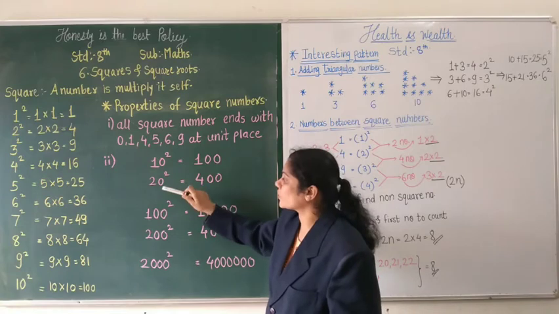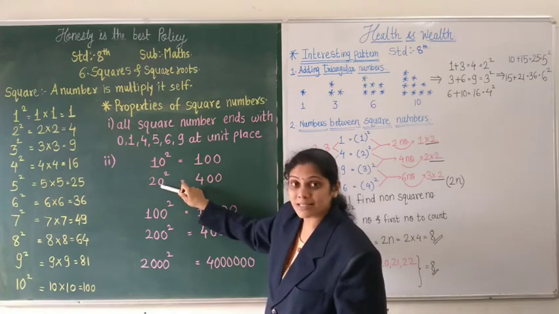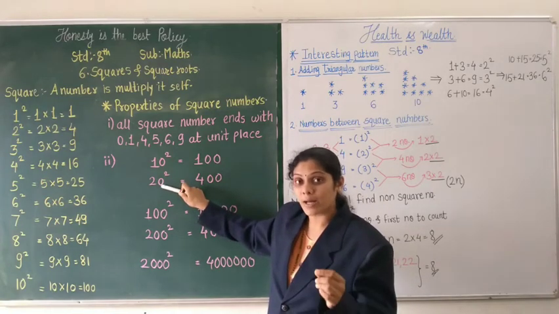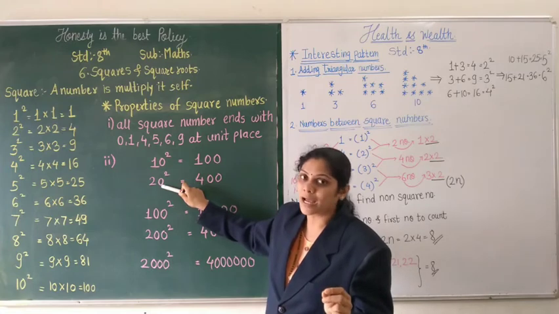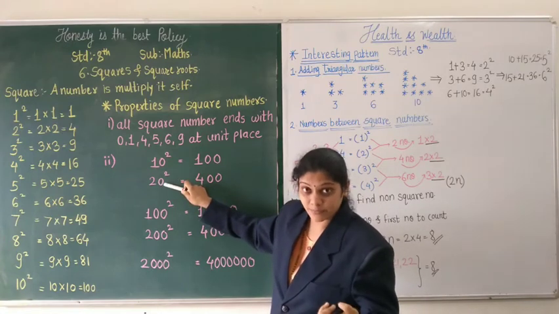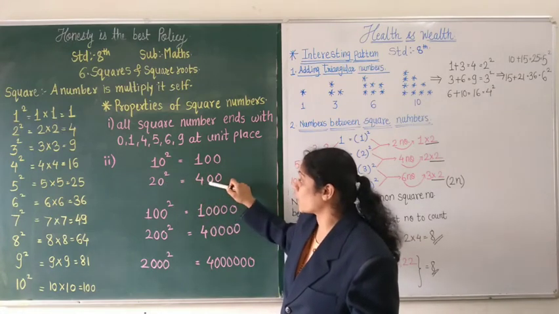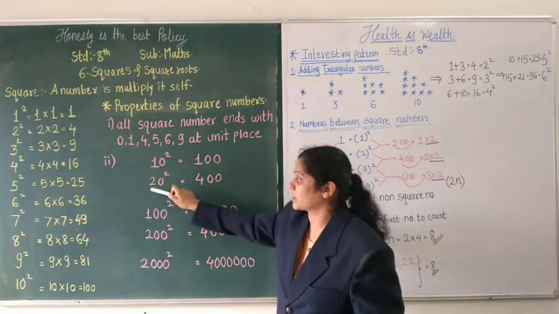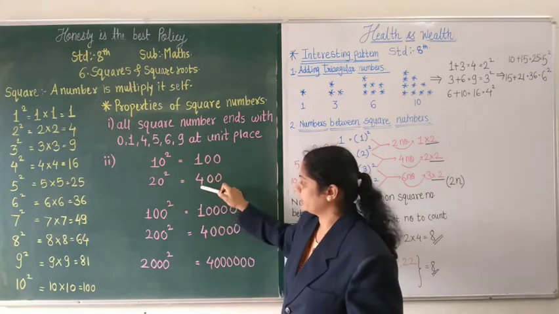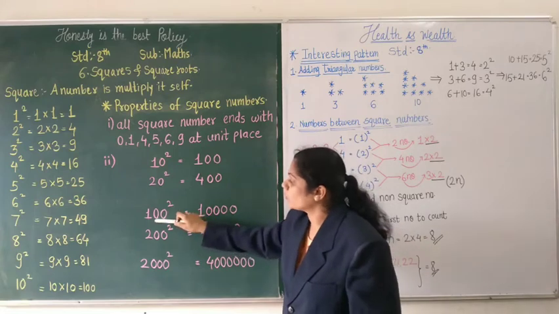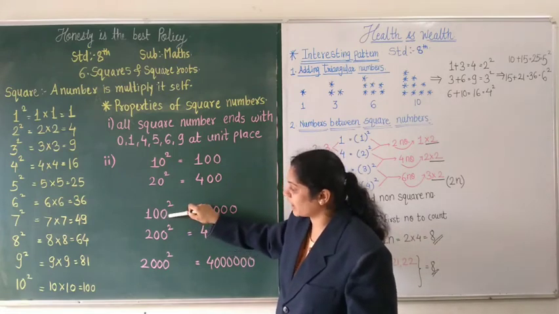Now 20 square. Here there is one 0. That means while writing a square number, how many zeros do we have to write? Twice. So 2 ones are 2, so how many zeros are there? 2. And what is the square of 2? It is 4. Now we have to find the square of 100.